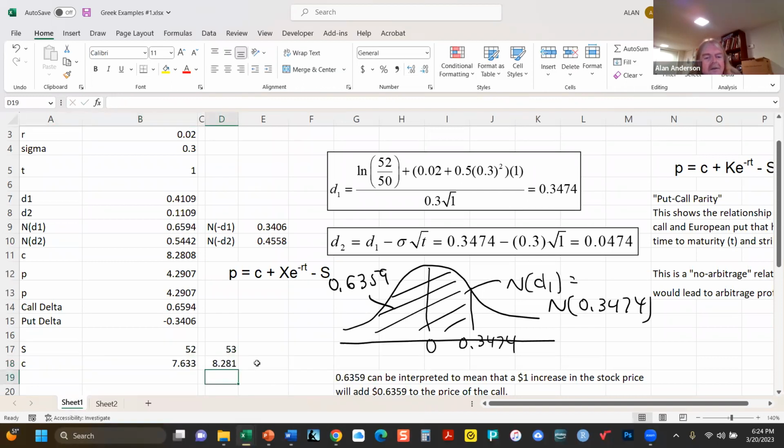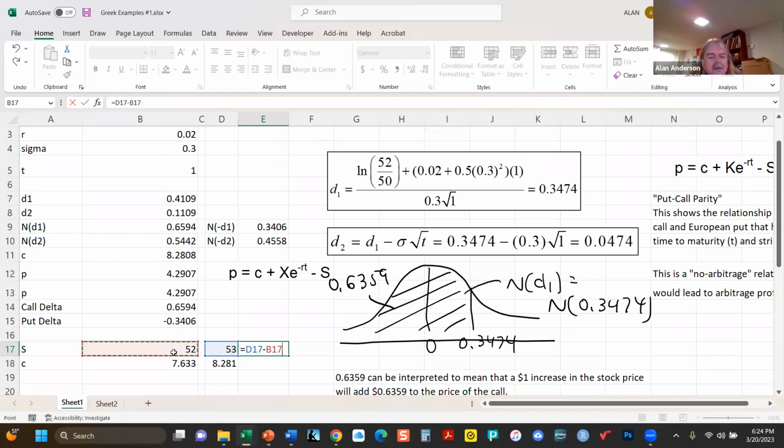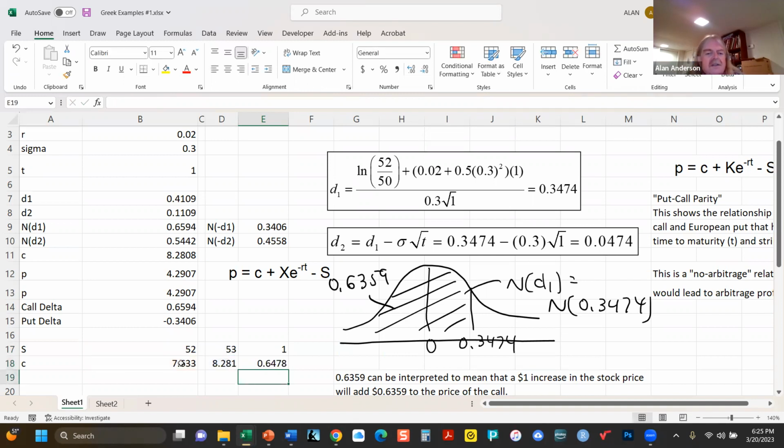Now what I'm going to do is calculate the difference. So there's been a $1 increase in the price of the stock, and the change in the price of the call is about 64.78 cents. So you can see it's not a perfect estimate. The actual change is about 64.78 cents.